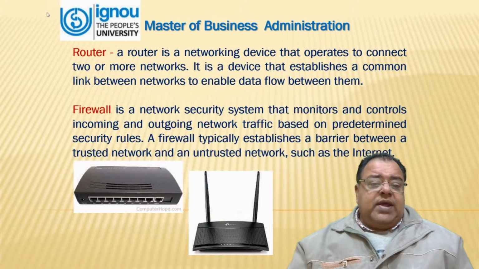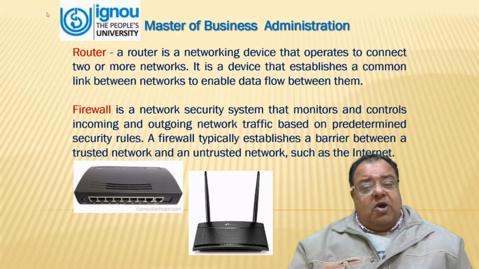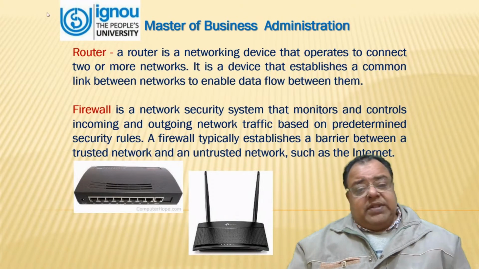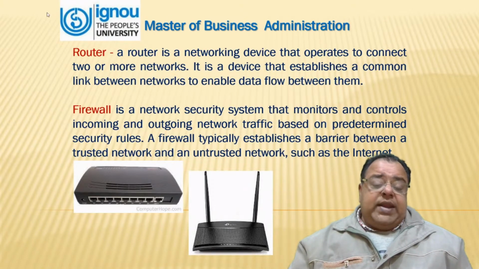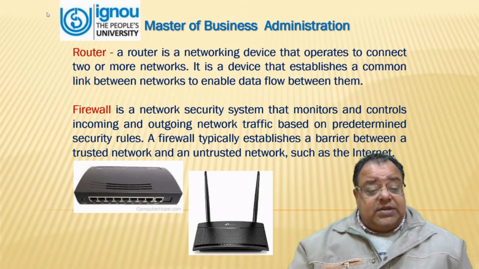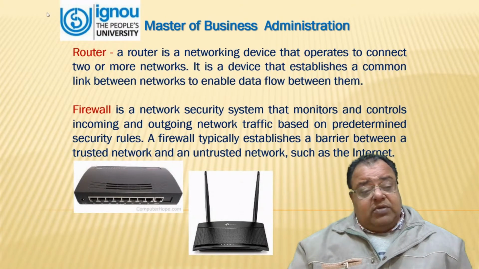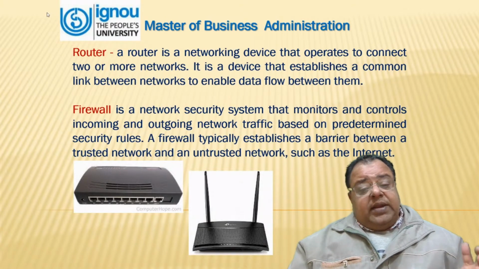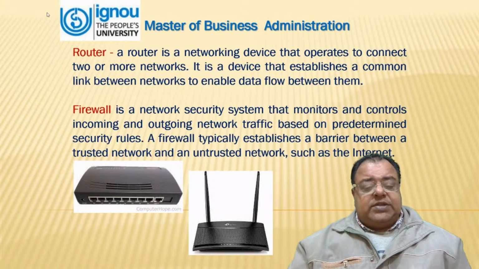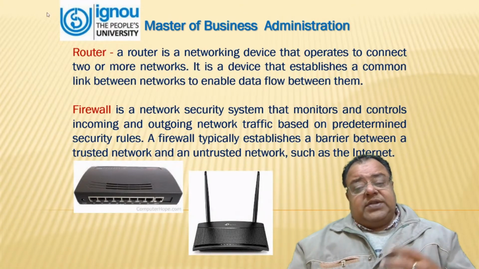Router. A router is a networking device that operates to connect two or more networks. It is a device that establishes a common link between the networks to enable data flow between them. Firewall is a network security system that monitors and controls incoming and outgoing network traffic based on predetermined security rules. A firewall typically establishes a barrier between a trusted network and an untrusted network such as the internet.